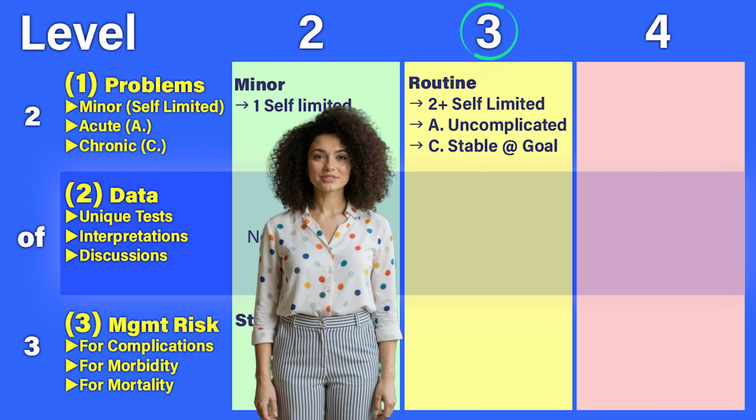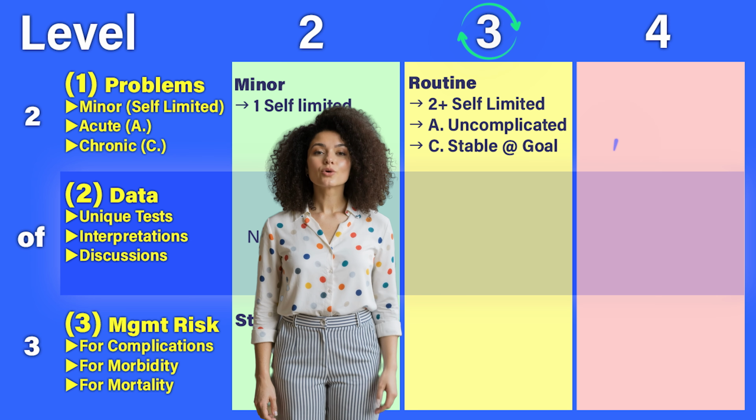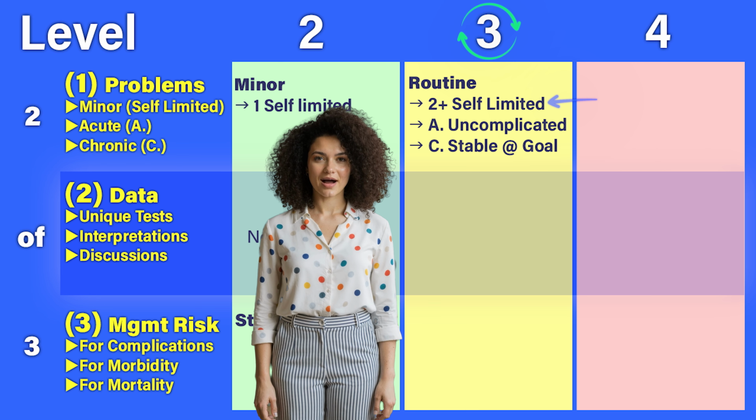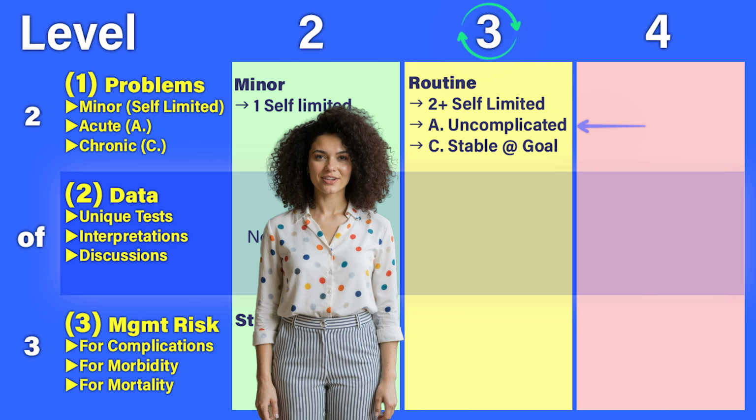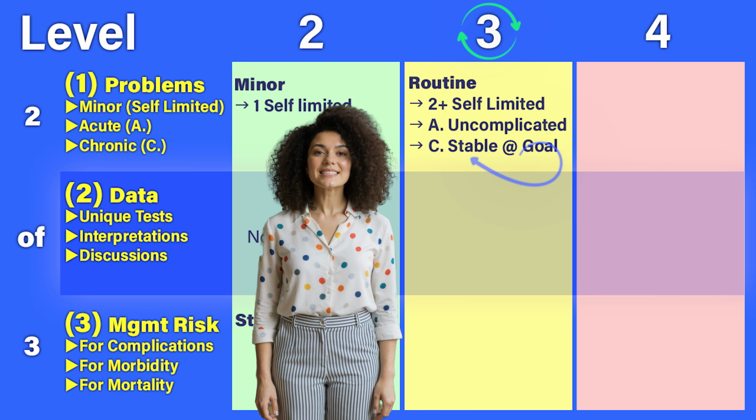Level 3s are routine in dermatology. They require more than 1 self-limited problem, or an acute, uncomplicated problem such as an actinic keratosis that is treated without biopsy, or a chronic problem that is stable, which means that it is at your treatment goal.